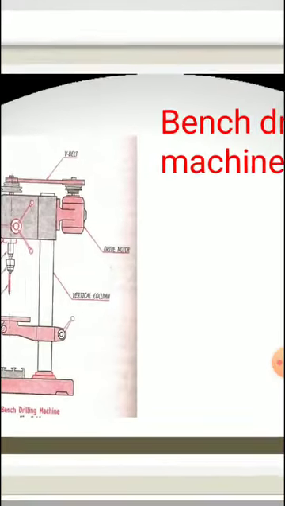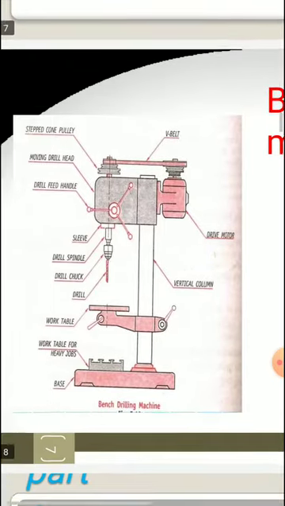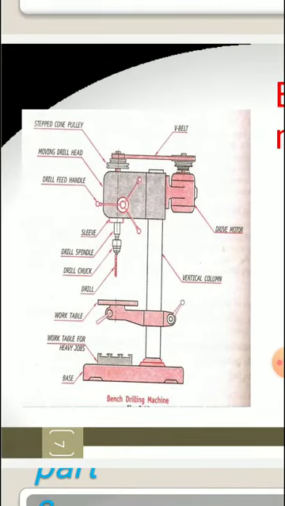So let us zoom in on the bench drilling machine figure. See, this is a very simple bench drilling machine. It is used in many small workshops.